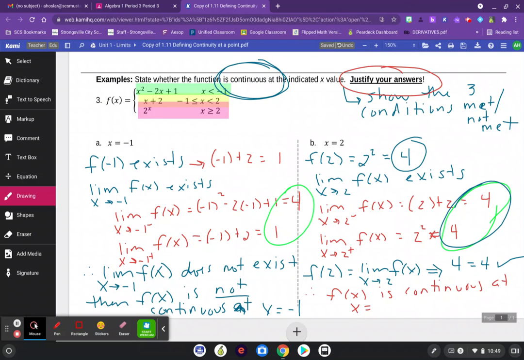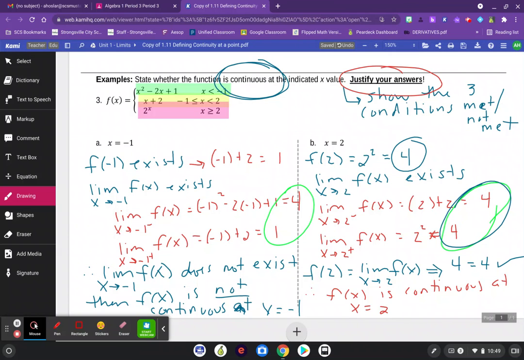at x equals 2. So it was not continuous at x equals -1. That means I would have some sort of jump discontinuity, right? 2 different y values as I move in towards the x value of -1. But I am continuous when x is equal to 2.